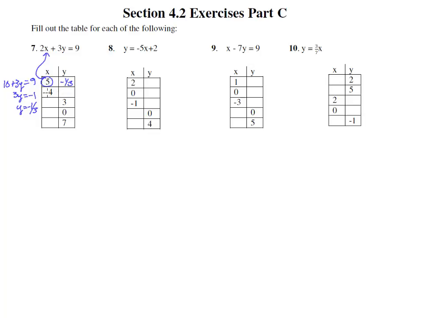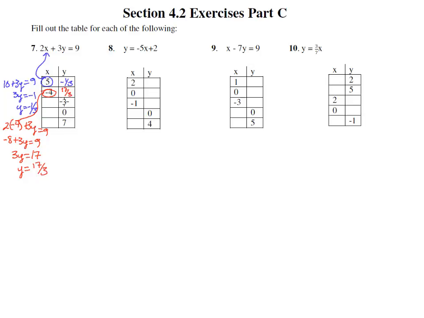The next one, negative 4 going in for x. So let's do this and we're going to stick negative 4 in for x. So we have 2 times negative 4. Let's put it down here. 2 times negative 4 is negative 8 plus 3y equals 9. And we can solve this. Add 8 to both sides. 3y now equals 17 and divide by 3. Y equals 17/3. Let's put that there, 17/3.